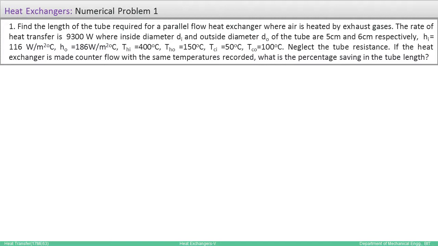Neglect the tube resistance. If the heat exchanger is made counterflow with the same temperatures recorded, what is the percentage saving in the tube length? There are actually two parts of the question. One is to find out the length for a parallel flow heat exchanger, and then you have to do the same thing considering the same problem for counterflow, and then compare these lengths to find out the percentage saving in the tube length.